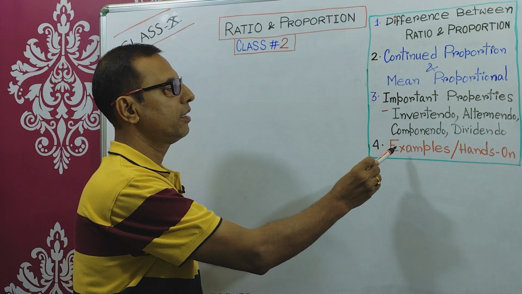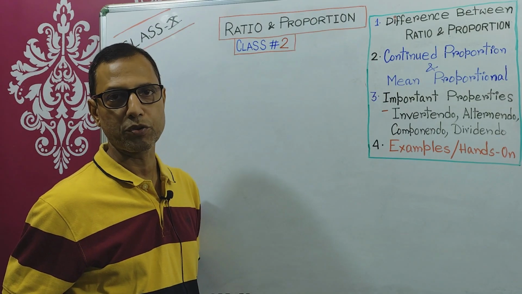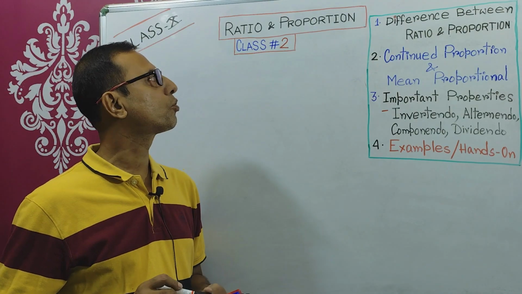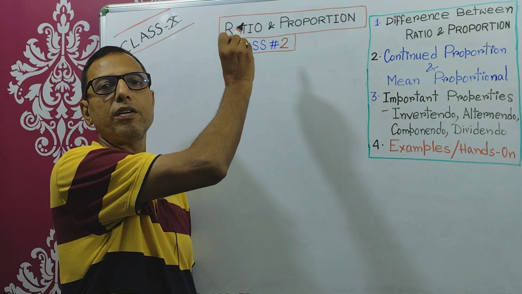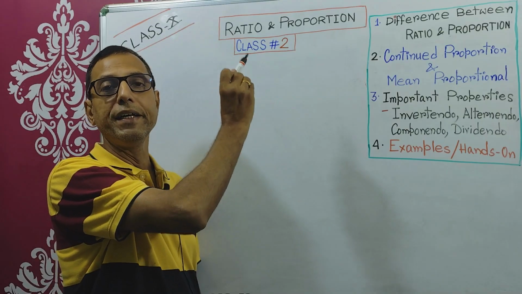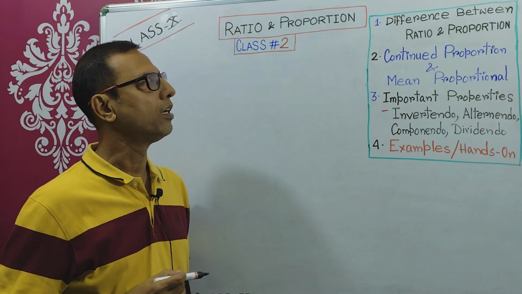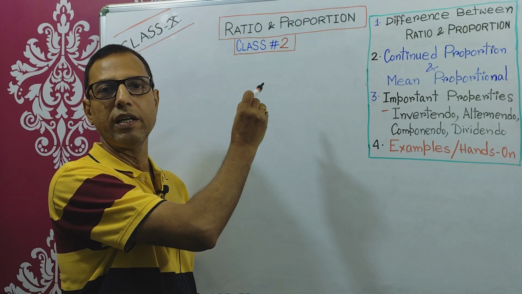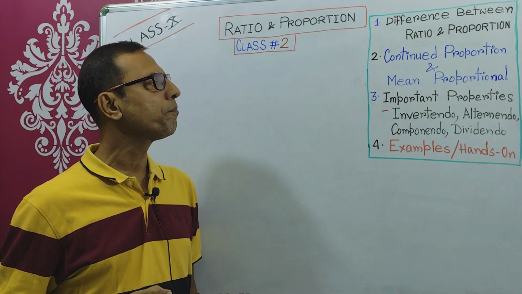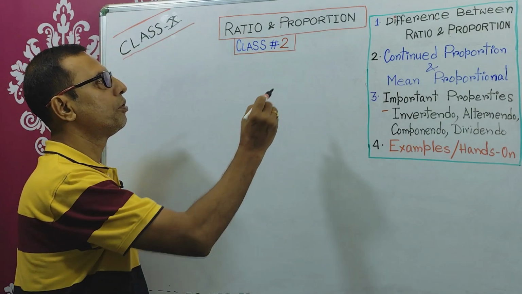Fourth is examples or hands-on based on what you have learned so far in proportion, right? So I suggest you please go through my first class on ratio and proportion, where I covered the ratio and proportion difference and mostly in detail about ratio and types of ratio along with a few important examples. So please go through that video, the link is given in the description section below, and then you continue this one, right? So let's start.